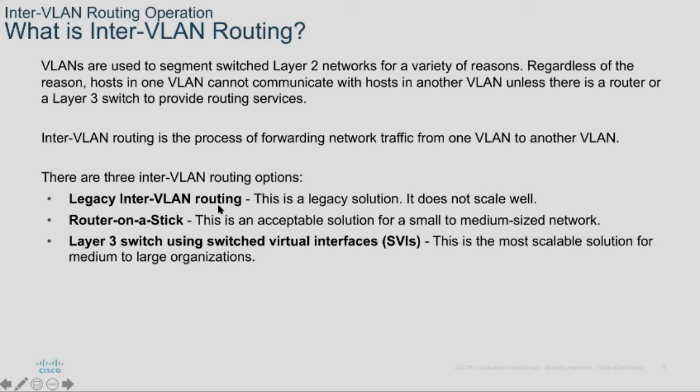One of them is the legacy inter-VLAN routing. This is the legacy solution. It does not scale well, and it is not used that much nowadays because we have new types of switches, new types of networks, and new types of protocols. But we will learn about that. The second one is the router on a stick. This is using just one router, right? It's an acceptable solution for small to medium sized networks because they have that sort of configuration and devices placed in their networks. The third one is the layer 3 switch using switch virtual interfaces, and this is a more scalable solution and it is used for medium to large organizations. We will learn in a bit more depth about all three in the coming slides.